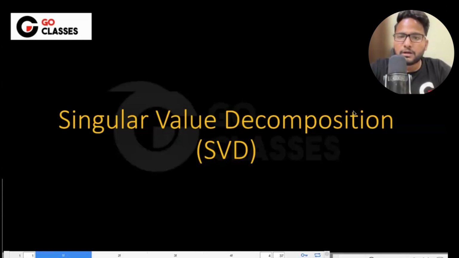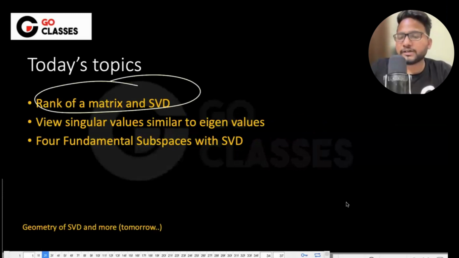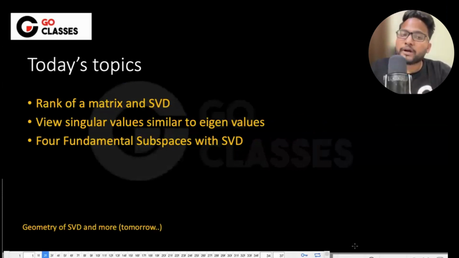Okay. So let's just get started with the SVD. We have already seen some of this, but we will see more of the SVD today. More specifically, we are going to see these subtopics in the SVD: rank of a matrix and a relation between SVD and how we can find out the rank of a matrix just by the SVD.